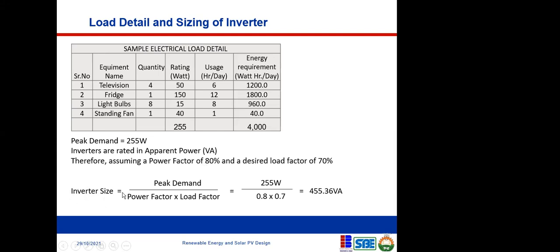So now this is how we calculate our inverter size. Our inverter size will be equal to the peak demand, which is this 255, divided by the power factor times the load factor. If you plug in our values here, you have your peak demand, which is 255, your power factor, which is 0.8, which is 80%, times your 0.7. When you do this calculation, you're going to have 455.33 VA. So if you want to power this load, you can comfortably buy an inverter of this capacity. Of course, you can mark it up to 500.